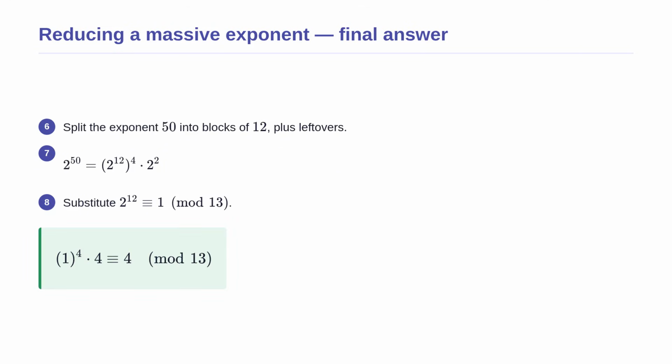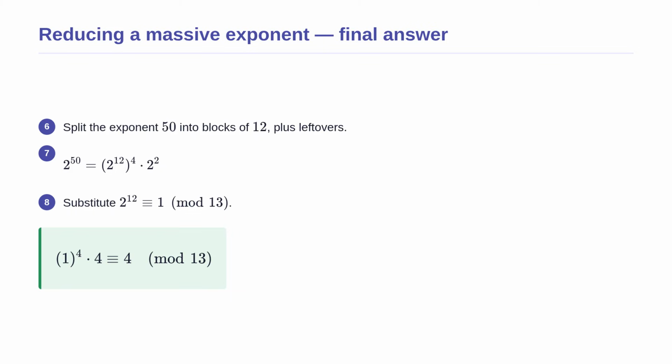Picking up from our division, we split the exponent 50 into 4 blocks of 12, plus 2 leftover powers. Using standard algebraic rules, we rewrite 2 to the power 50 as 2 to the power 12, all raised to the 4th power, multiplied by 2 squared. We then replace the 2 to the power 12 portion with 1 because of our theorem.